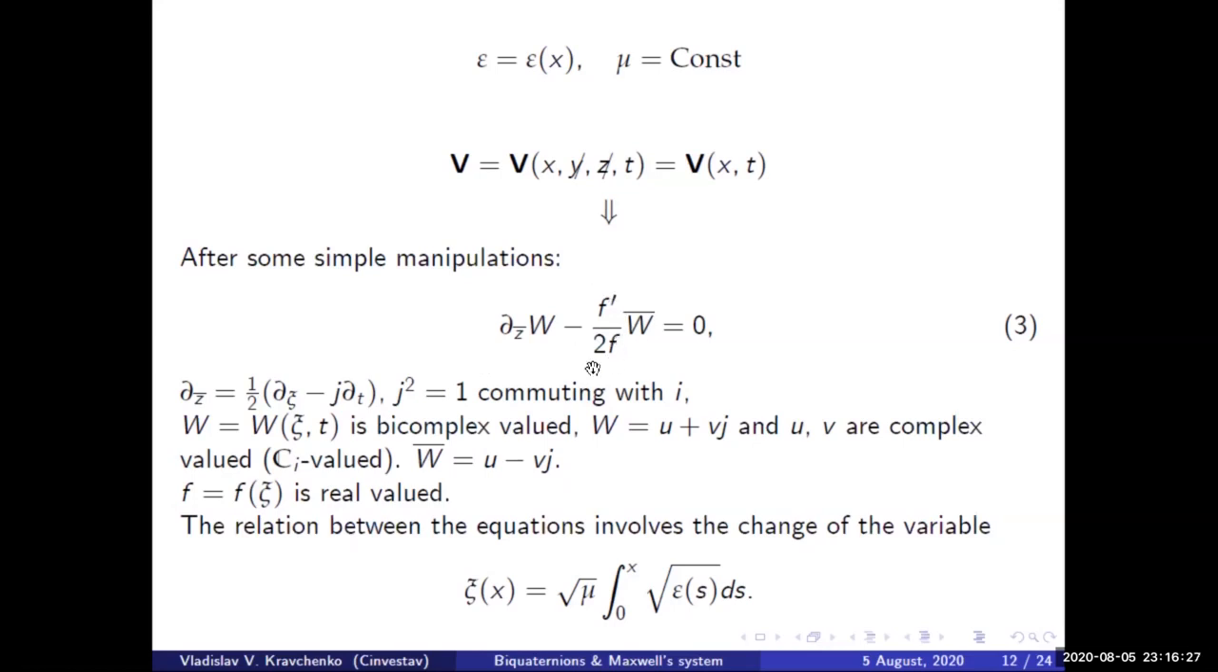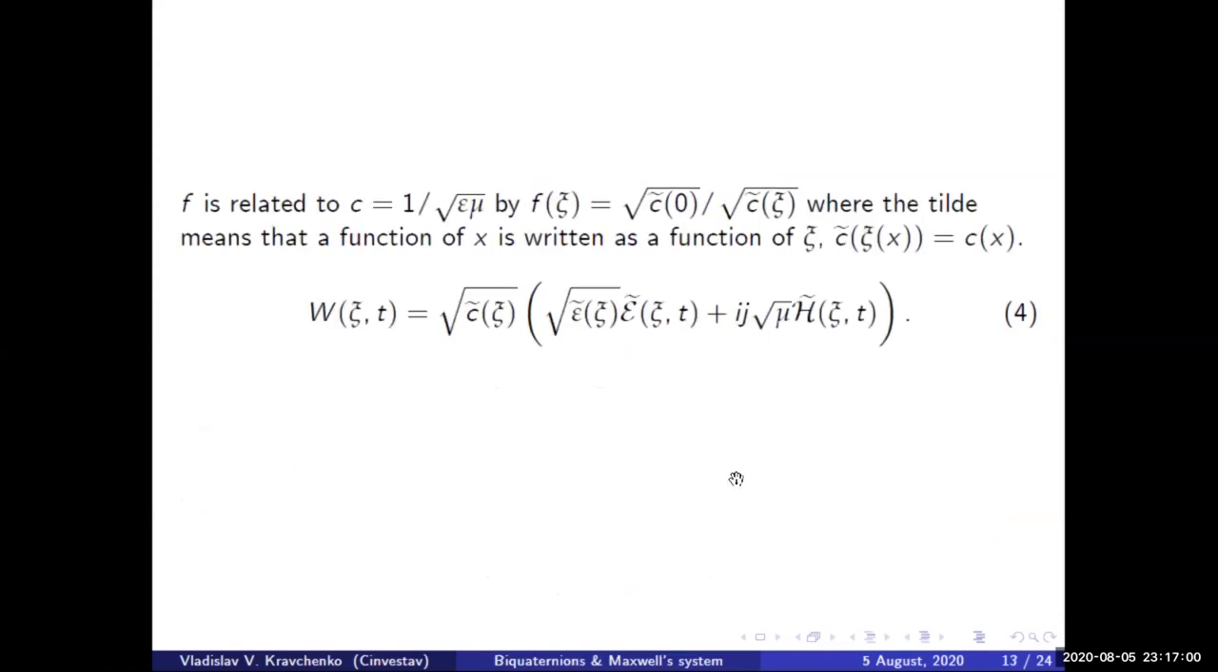And the coefficient has such a special form where this function F, I will show you, is related with epsilon and mu, of course. And now here, instead of x, there appears another independent variable, which appears after a change of the variable, which looks like this. And F then has such a form.